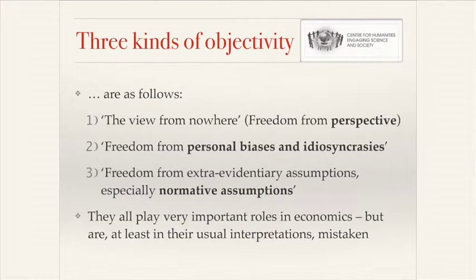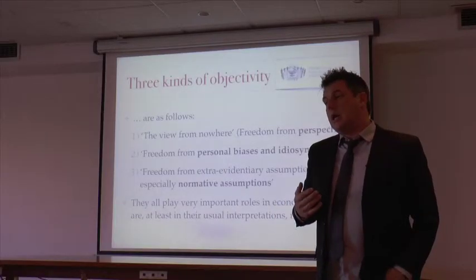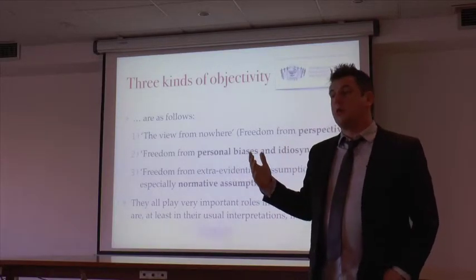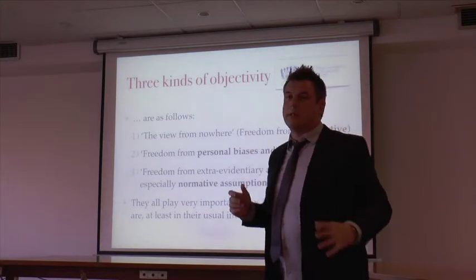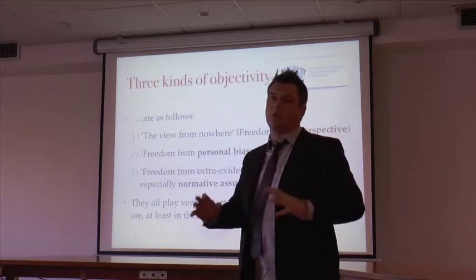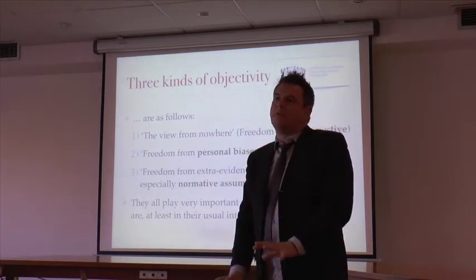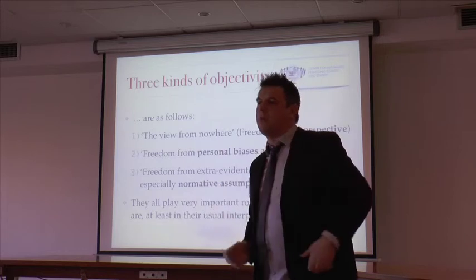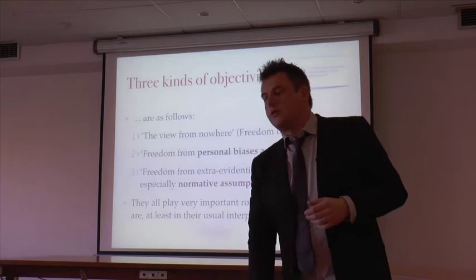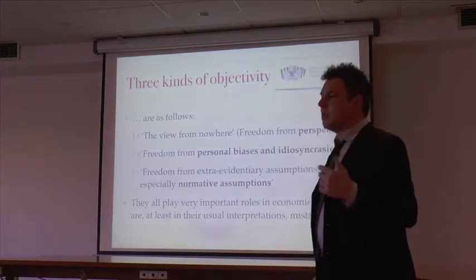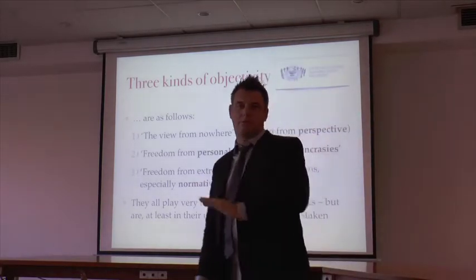So there are three kinds of objectivity. Objectivity is a multifaceted notion, and there are probably many more kinds, but I found it very useful to think of objectivity as a three-pronged concept, or a concept that has three importantly different meanings. And they all mean the absence of something. So objectivity in the first sense is the absence of perspective.